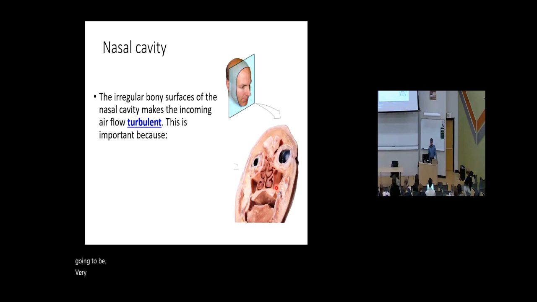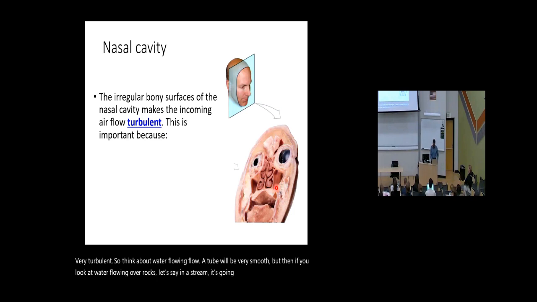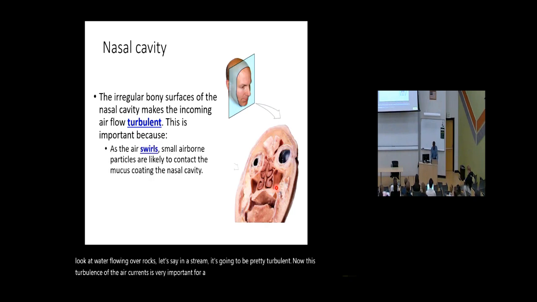So think about water flowing through a tube. It will be very smooth, but then if you look at water flowing over rocks, let's say in a stream, it's going to be pretty turbulent. Now this turbulence of the air currents is very important for a few reasons. Firstly, as this air is swirling in the nasal cavity, it's going to spend more time in your nasal cavity, and the more time it spends there, all the particulate matter can be trapped in the mucus substances lining the nasal cavity. So that's why it's important to increase the time the air spends in the nasal cavity.